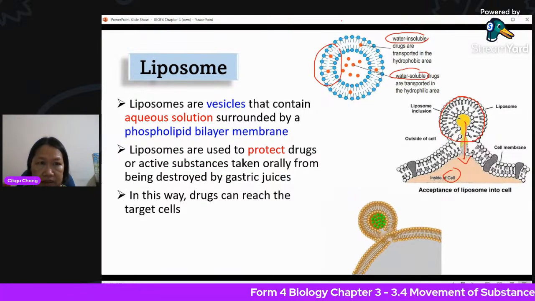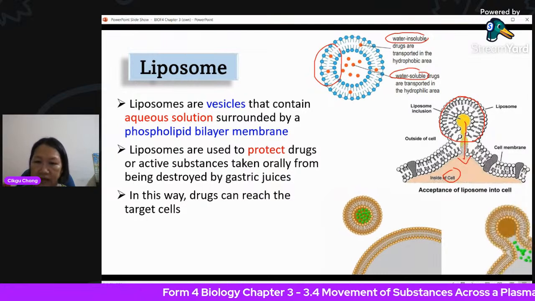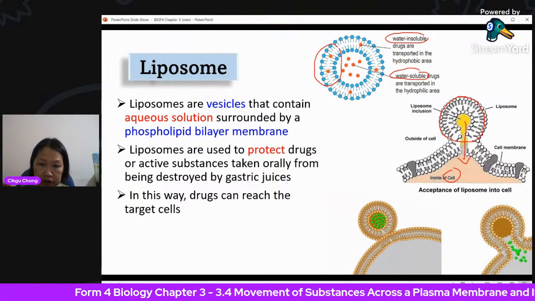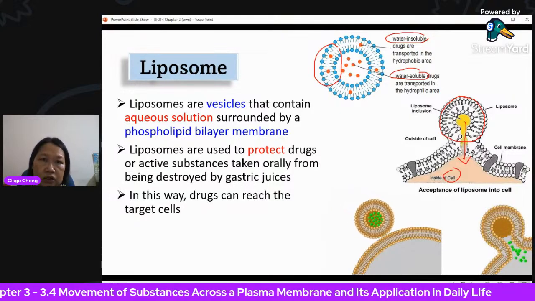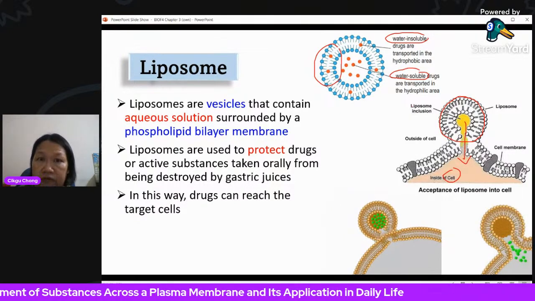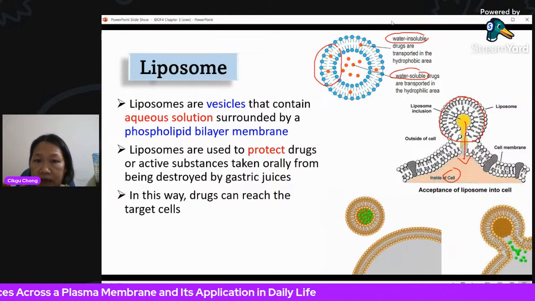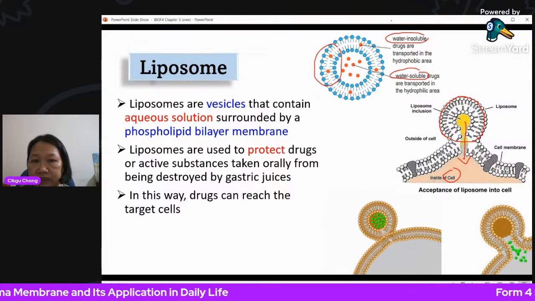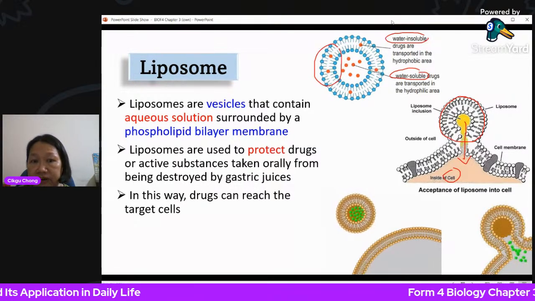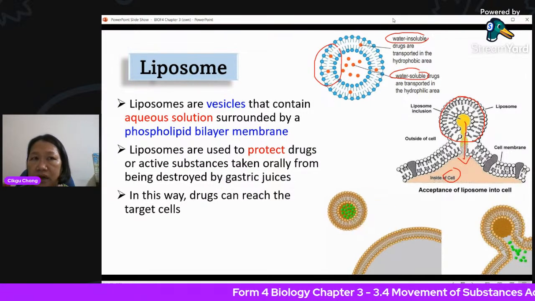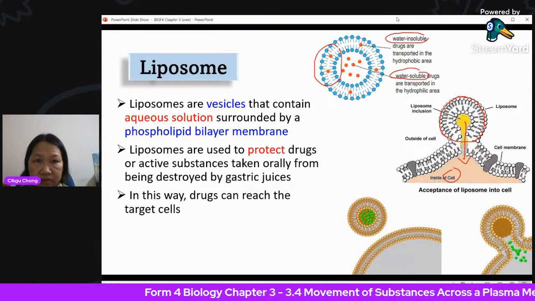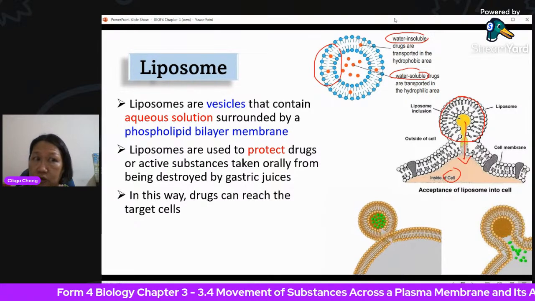So what actually happens here is like this. It merges the layers there, right? And then it will join up, fuse together, all right? And then you will find the substance will be able to deliver into the cell effectively without being altered or changed. All right, okay, so this is a new concept.